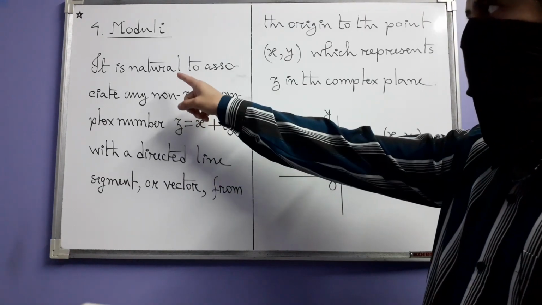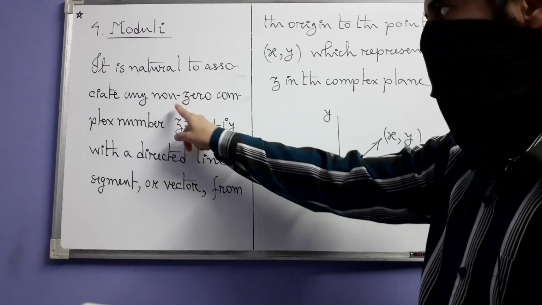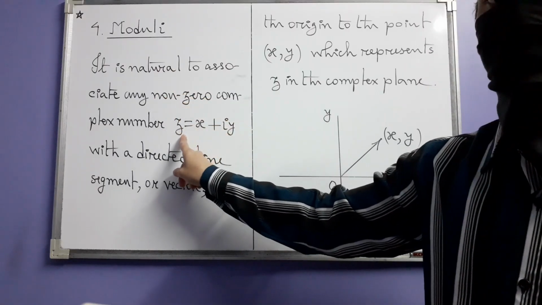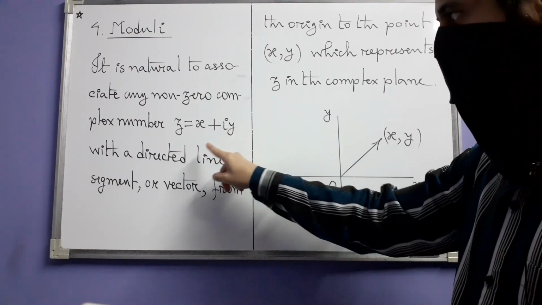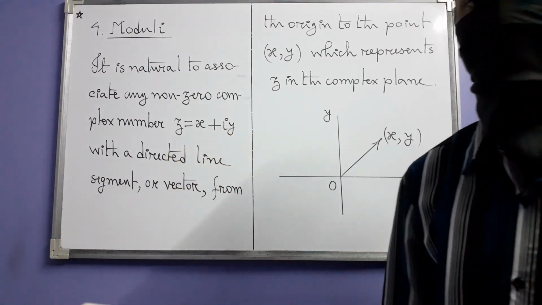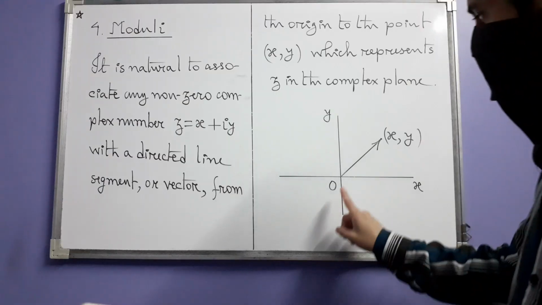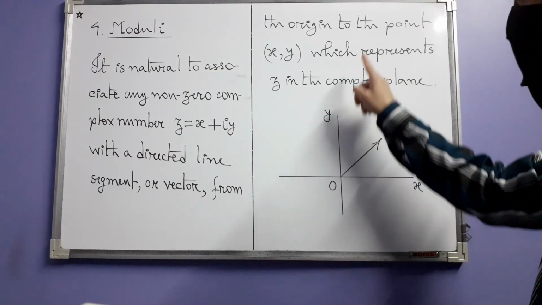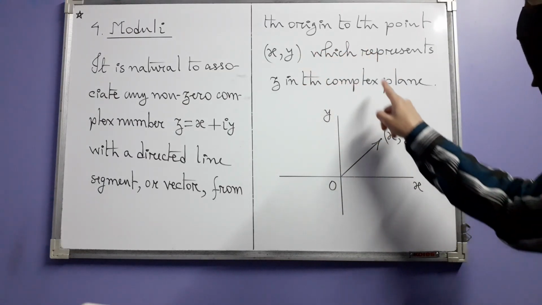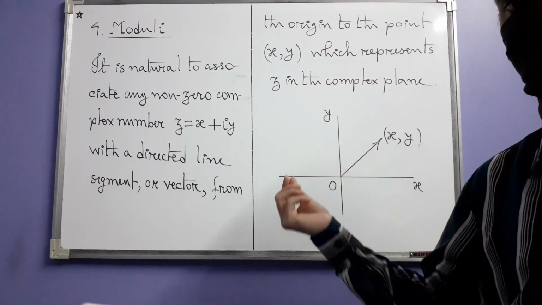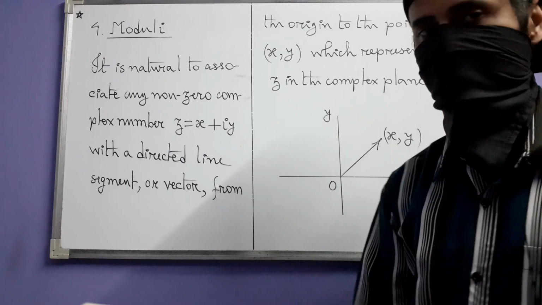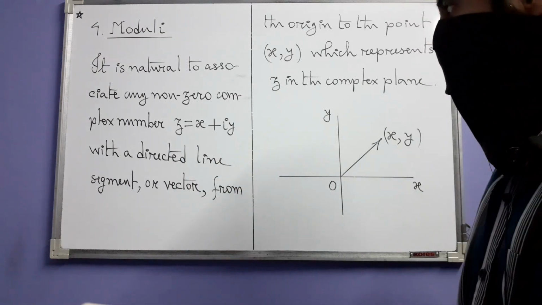The authors start like this: it is natural to associate any non-zero complex number z whose real part is say x and imaginary part y with a directed line segment or vector, this vector, from the origin to the point x comma y, which represents z in the complex plane. That means this point is representing the complex number z in the plane.